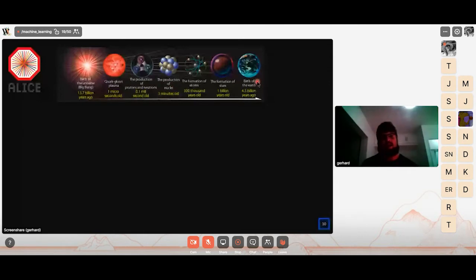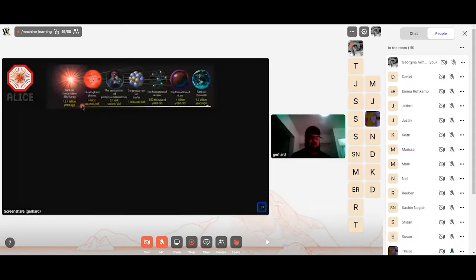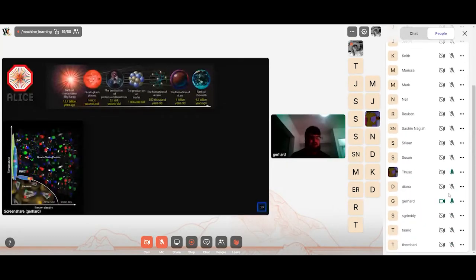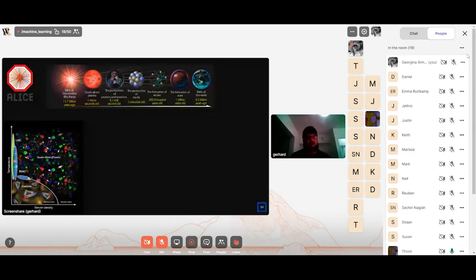Cool. And then the Alice collaboration focuses mainly on the Big Bang. So when you look at the Big Bang, the evolution of the history of the universe goes through a quark-gluon plasma phase to where protons and neutrons are produced. The nuclei only happened around 3 minutes after the Big Bang, and the Earth was only formed around 4.5 billion years after the Big Bang, and currently we're sitting at around 13.7 billion years.